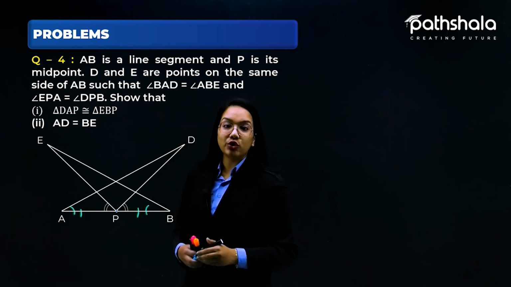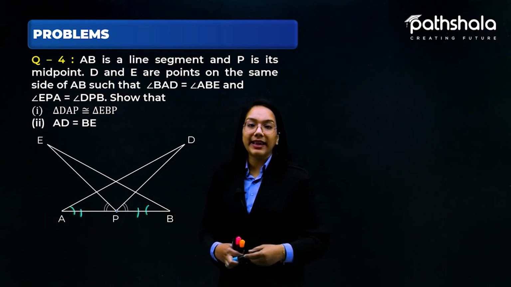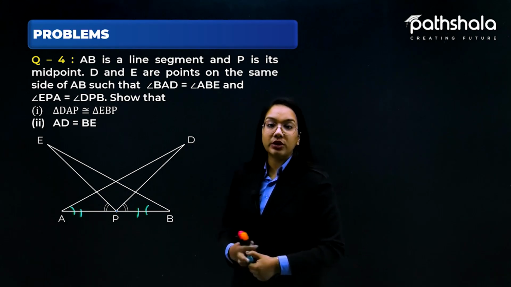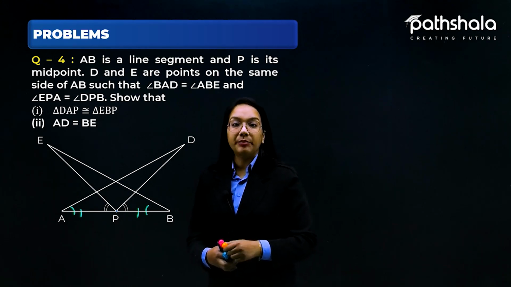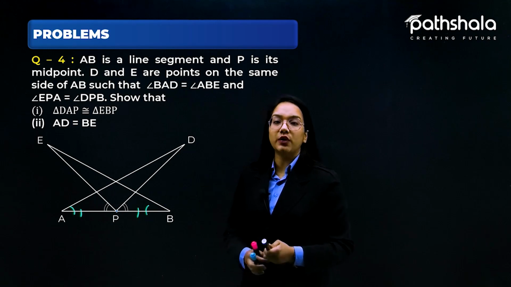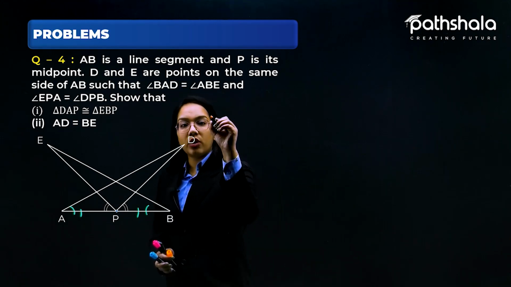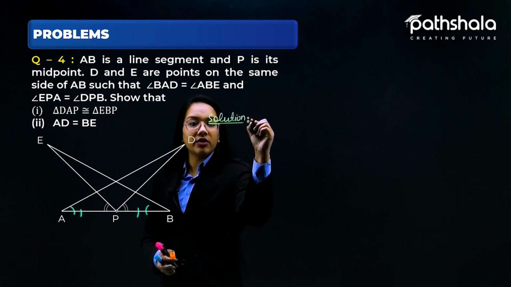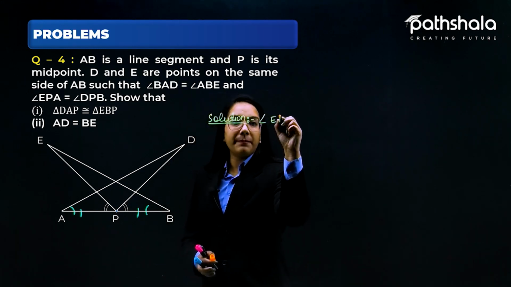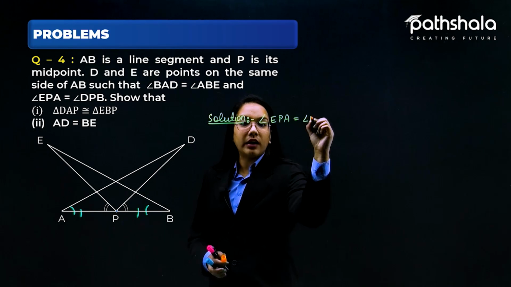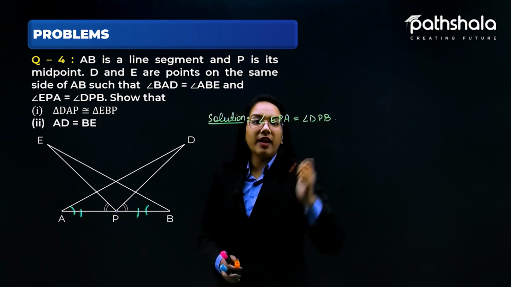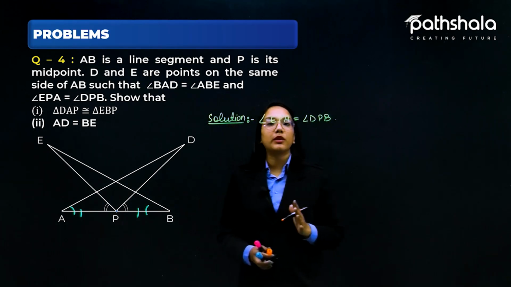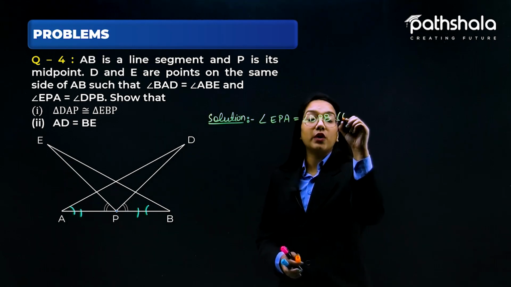Now we have to show that triangle DAP is congruent to triangle EBP. So let's start the solution. First of all, we have a given condition that angle EPA is equal to angle DPB. We have this condition, EPA is equal to DPB, which is given.